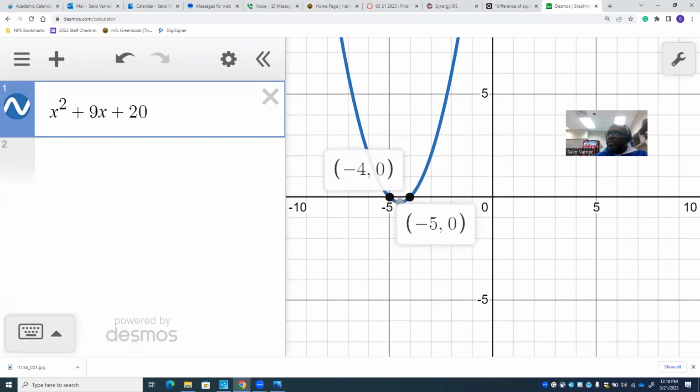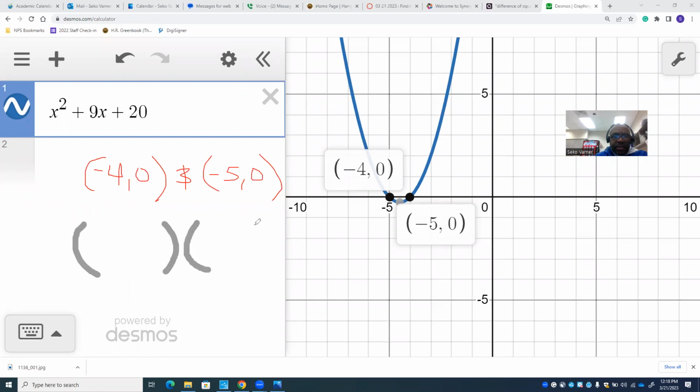So what I'm going to do is say my roots are negative 4, 0, and negative 5, 0. From this, I'm going to do something a little interesting, right? I'm going to now do parentheses right next to each other. The first time I did it, there was an "and" sign in the middle. This time there's not an "and" sign.